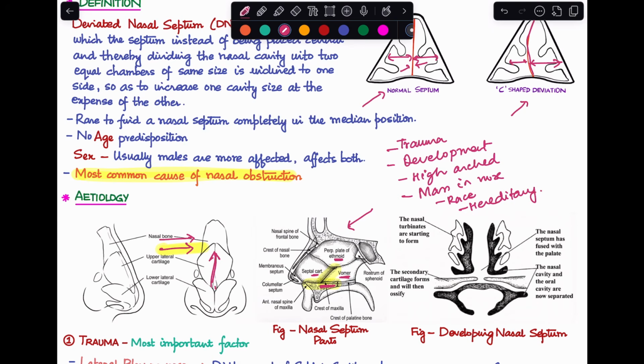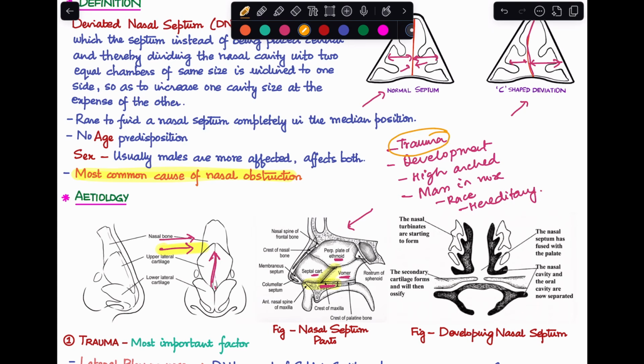So there can be another third kind of trauma where the trauma occurs during the time of birth. During birth, if there is difficult labor or forceps delivery being done, the nose can get pressed during its passage through the birth canal, and that injury should be immediately attended to, because otherwise it can end up causing a deviated nasal septum later in life. So that's our first cause, which is trauma.